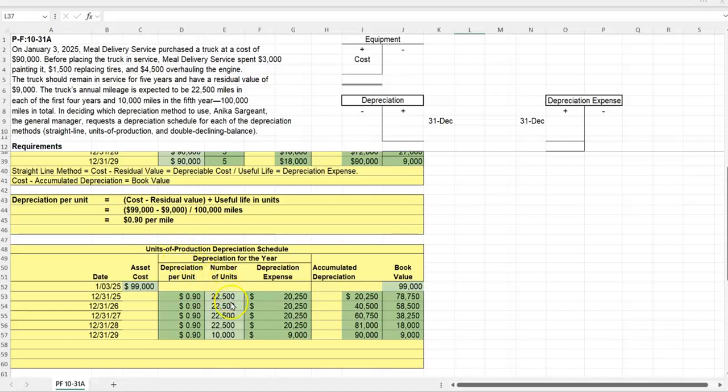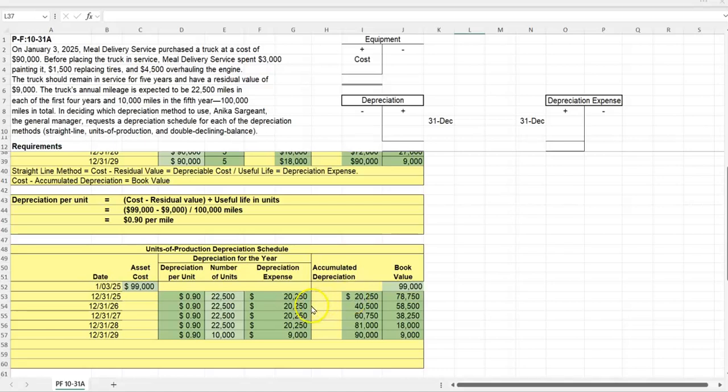The schedule tells us for the first 4 years we're going to use it 22,500 miles each year, so 90 cents times 22,500 comes out to a depreciation expense of 20,250. Okay, so here, once we've got the depreciation per unit, we multiply it by the number of miles used per year, and this is the depreciation expense. So the depreciation expense for the first 4 years, since it's the same, is $20,250.